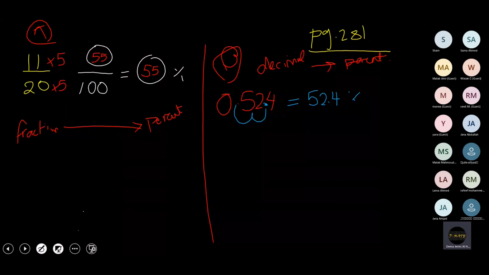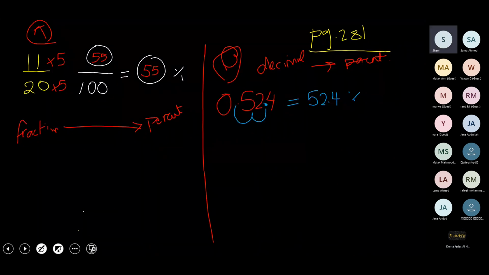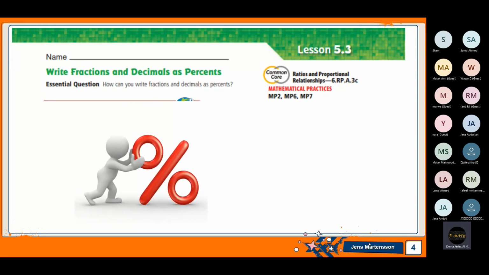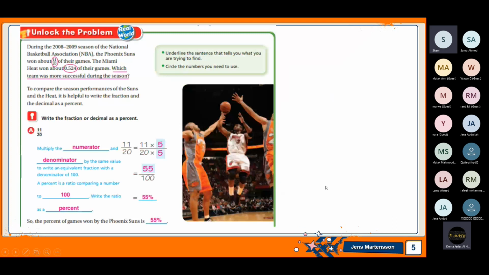Now, which has the greater percentage, the 11 over 20 or the 0.524? 55% is greater than 52.4%, which means the Phoenix Suns. Is it clear? Okay. Now, let's go back to your book and write the answers. Here are the answers for A.